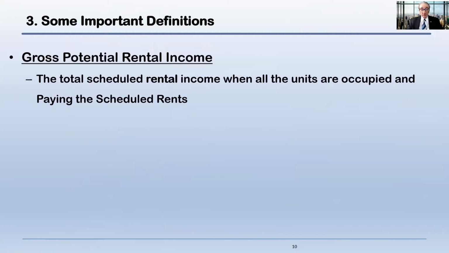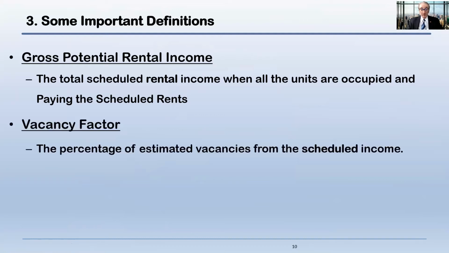First and foremost, we're going to define what is the gross potential rental income, and that is the income when all the units are occupied and the tenants are paying the full scheduled rent. That's the number we're going to start from.